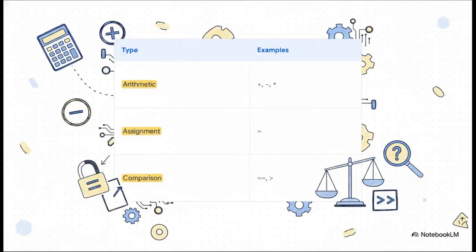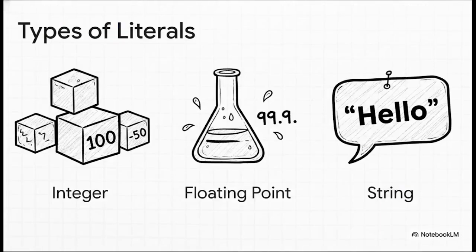And you'll see these operators everywhere. You have your basic math stuff, like plus and minus, the super important assignment operator, that single equal sign, and then comparison operators for checking if two things are equal or if one is greater than the other. And these are the values that those operators get to play with. Literals come in a few main flavors. An integer is just a whole number. A floating point number is one with a decimal point. And a string is just text, and it's always wrapped in quotes.